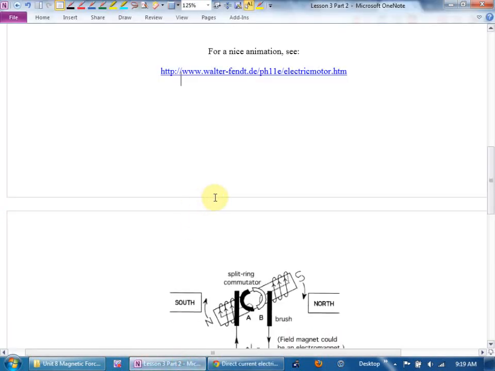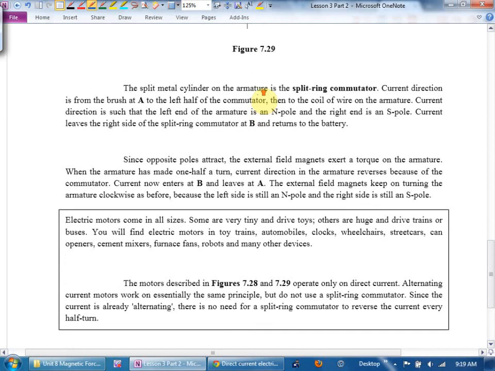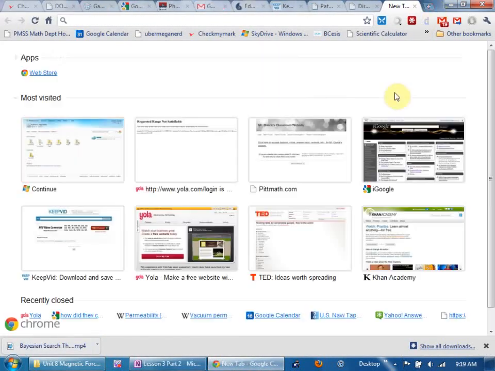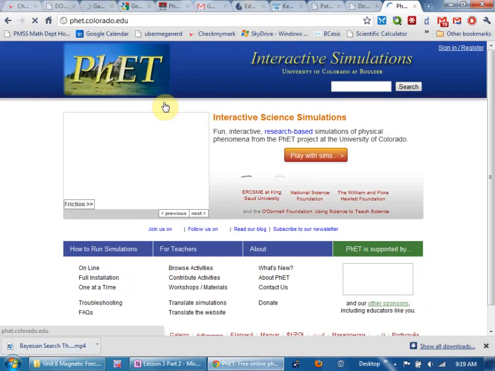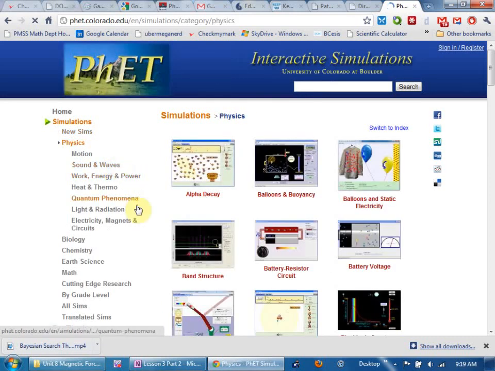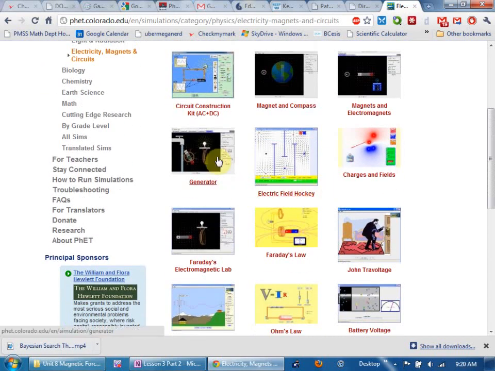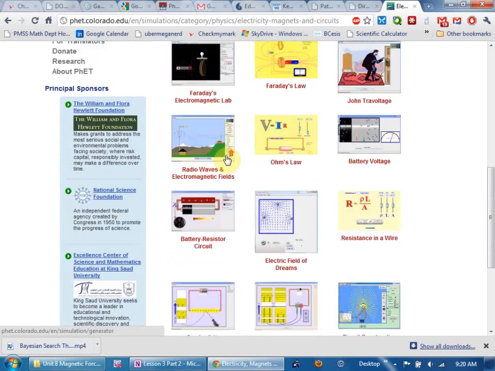So, back to our notes. Okay. Have I got a good, I think I do. Bear with me for a moment. Physics, electricity. Generator. We don't have an electric motor on here? I thought we did. I guess we don't. Holy smokes.